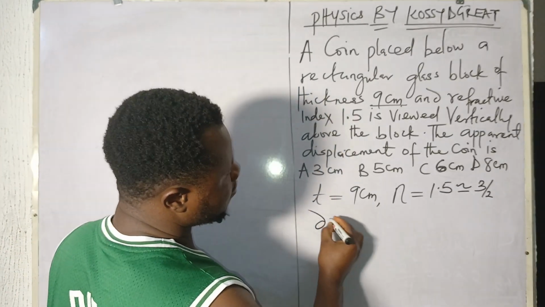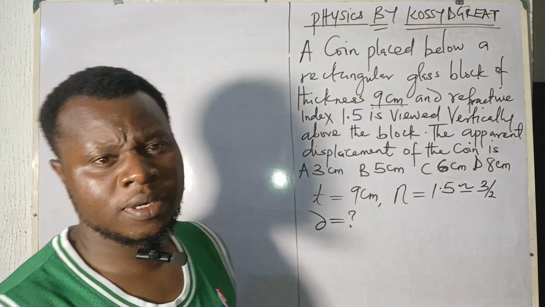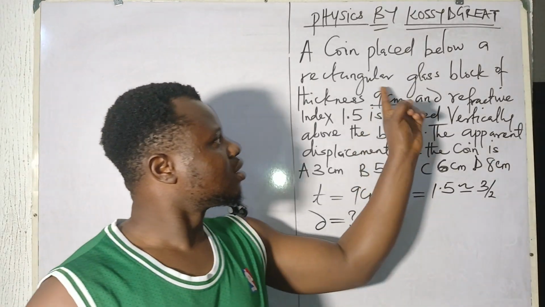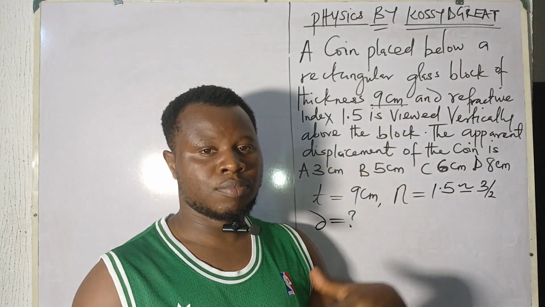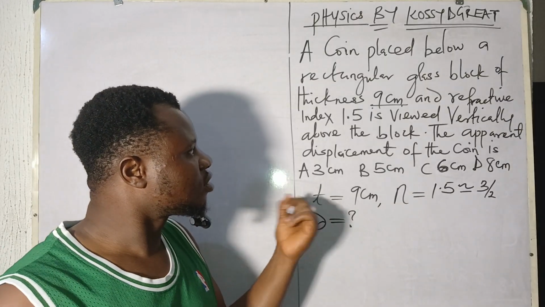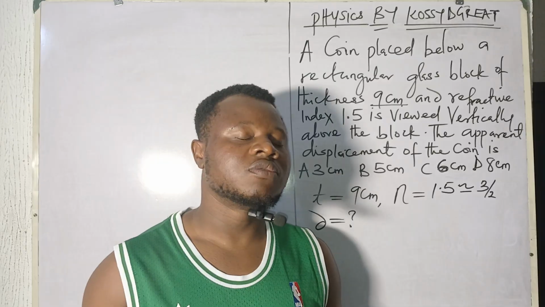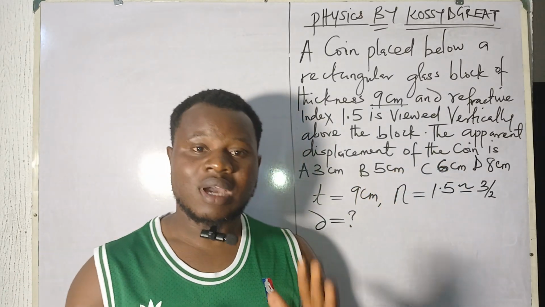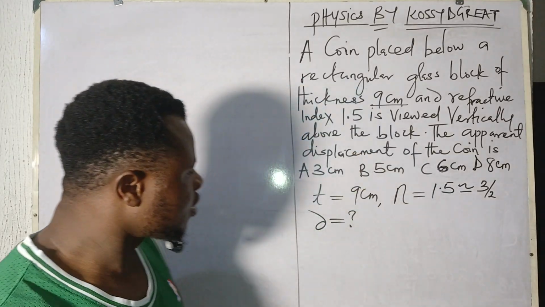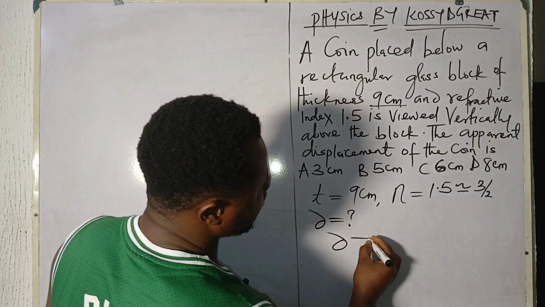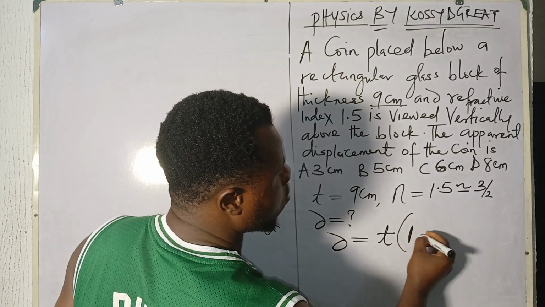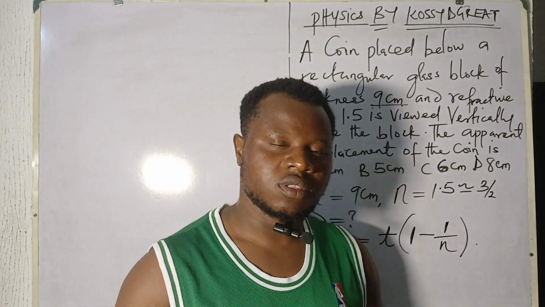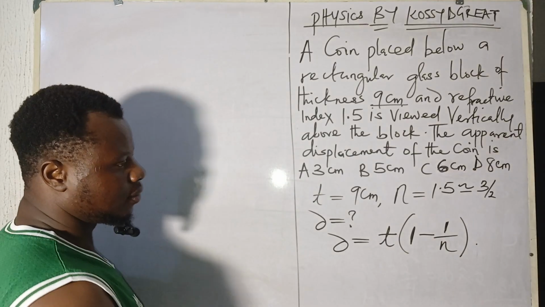So we are asked to find the displacement of the coin. For those of you preparing for JAMB and WAEC, whenever you see this kind of problem, a refractive index problem with a rectangular glass block, where all you see is the thickness of the block and the refractive index, and you are asked to find any displacement, it could be lateral displacement or apparent displacement, the formula you are going to apply is: displacement equals the thickness times the bracket of 1 minus 1 over the refractive index, where this is the refractive index of the block.